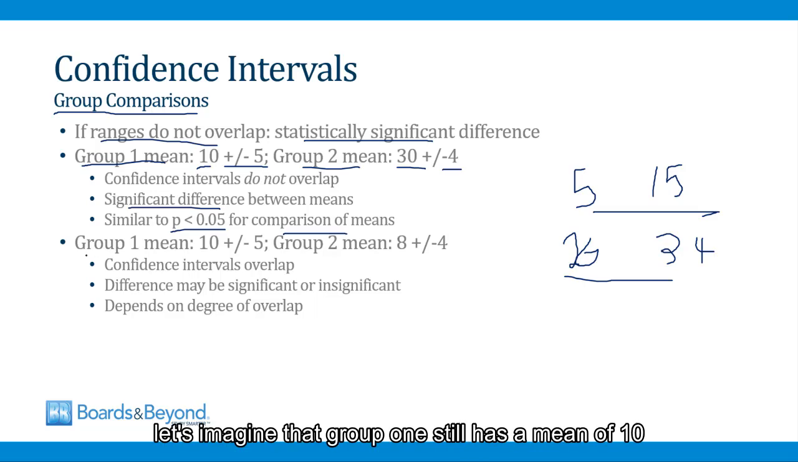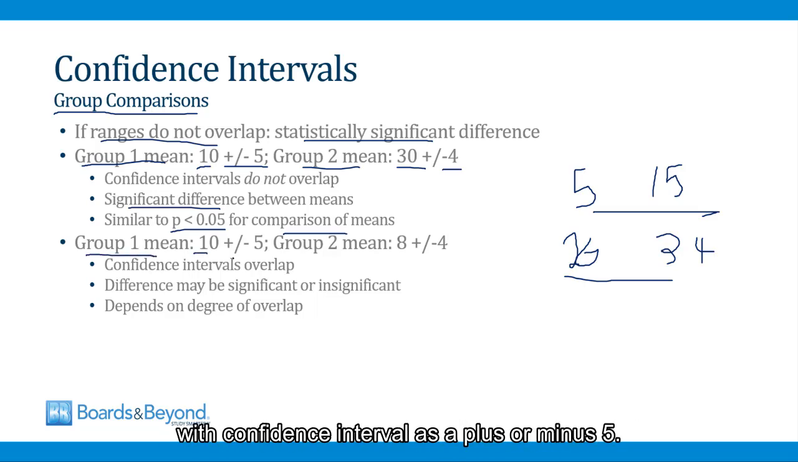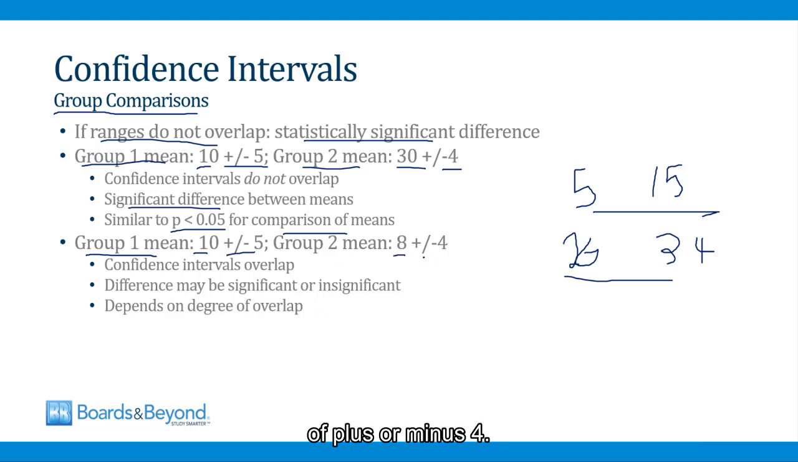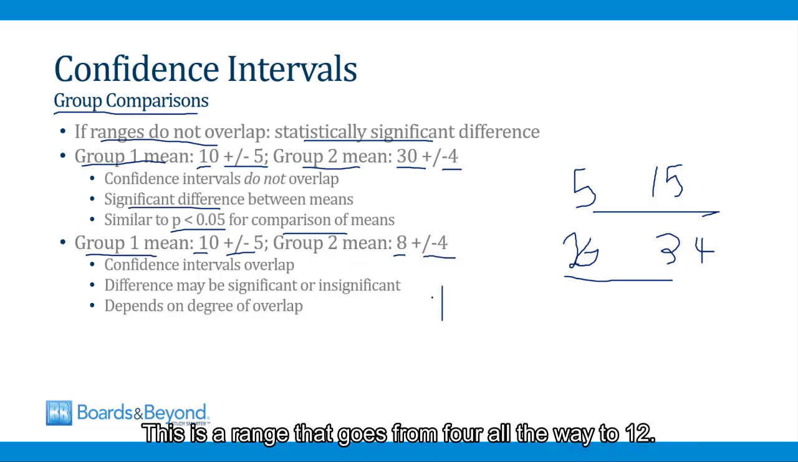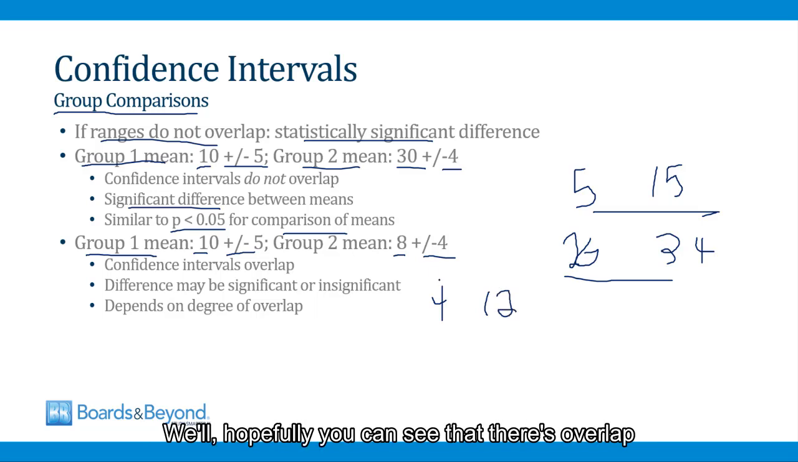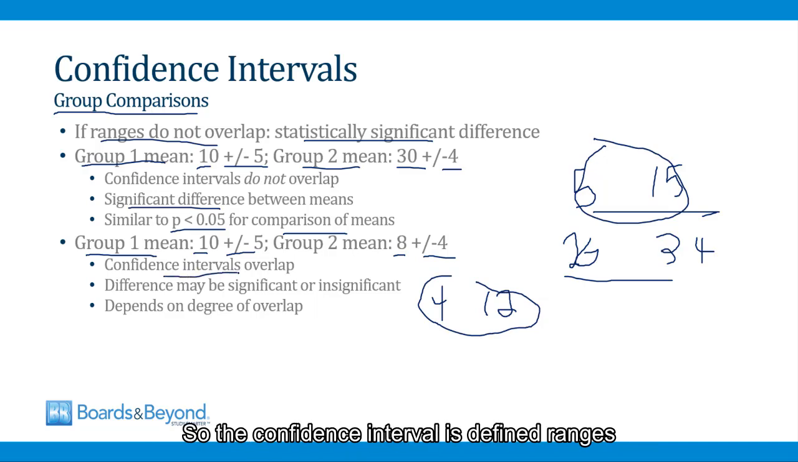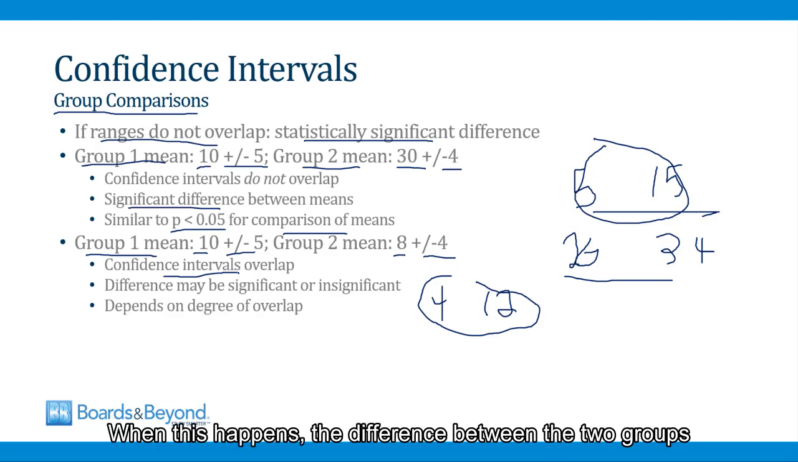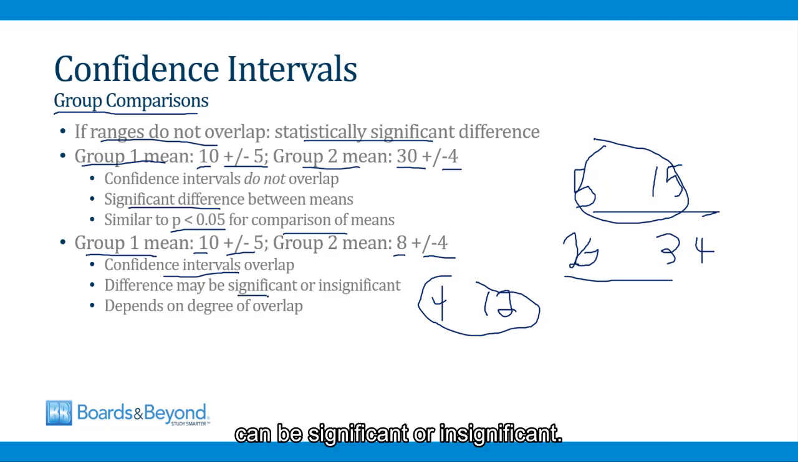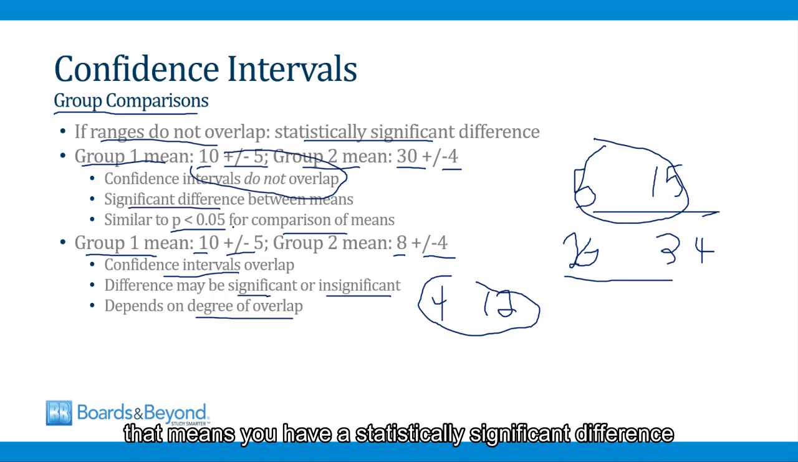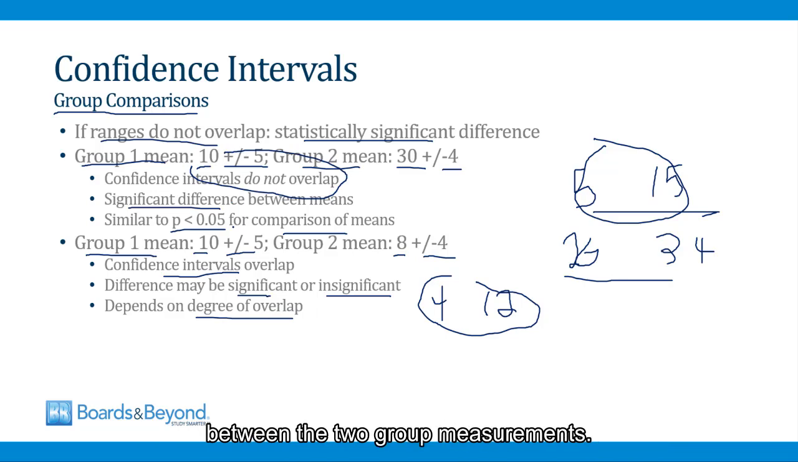As a second example, let's imagine that group 1 still has a mean of 10 with confidence intervals of plus or minus 5, but group 2 has a mean of 8 with confidence intervals of plus or minus 4. This is a range that goes from 4 all the way to 12. Well, hopefully you can see that there's overlap between this range and this range, so the confidence intervals define ranges that overlap one another. When this happens, the difference between the two groups can be significant or insignificant. It depends on the degree of overlap. But the key point is that when the confidence interval ranges do not overlap, that means you have a statistically significant difference between the two group measurements.